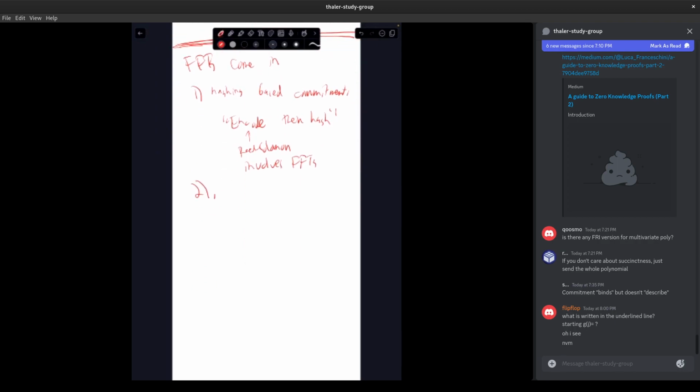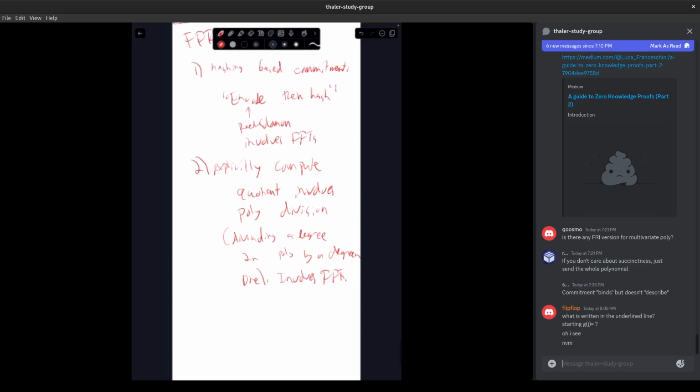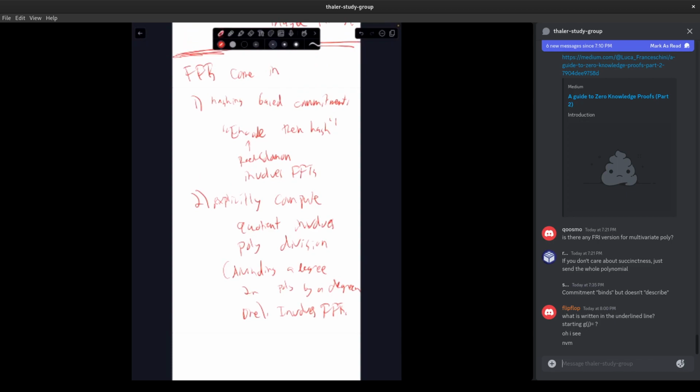But there are other places FFTs can come in too. They can come in from the polynomial IOP. In particular, if you want to explicitly compute a quotient, that involves polynomial division, like dividing a degree 2n polynomial by a degree n polynomial. And doing that quickly also involves FFTs. So the FFTs can come in from the polynomial IOP or from the polynomial commitment scheme, or both.